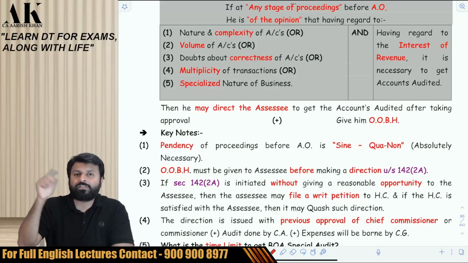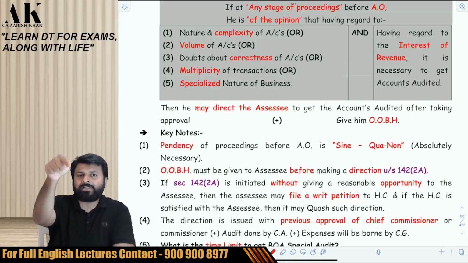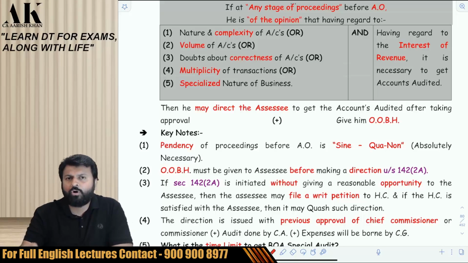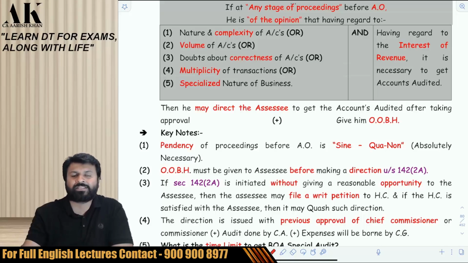Now, who will search for the chartered accountant? Listen carefully to the procedure. AO will direct the assessee. The assessee will go to the CIT and the CIT will nominate a chartered accountant. Who will bear the expenses of the audit? The central government is going to bear the expenses of the audit. It is not the assessee who is going to bear the expenses. The central government has to bear the expenses.